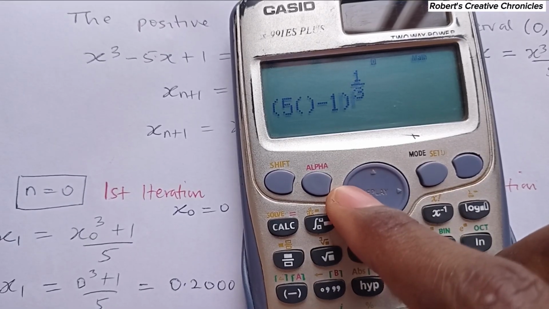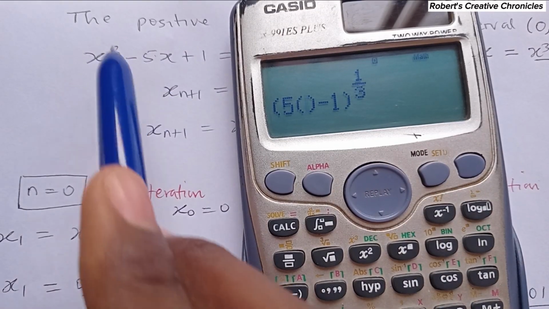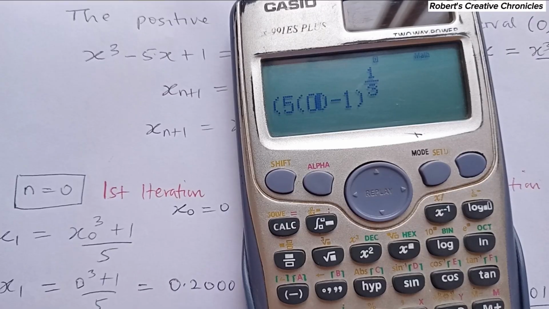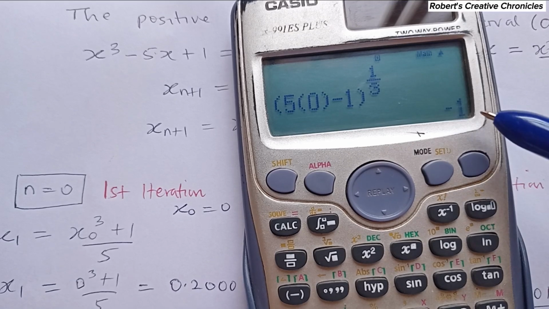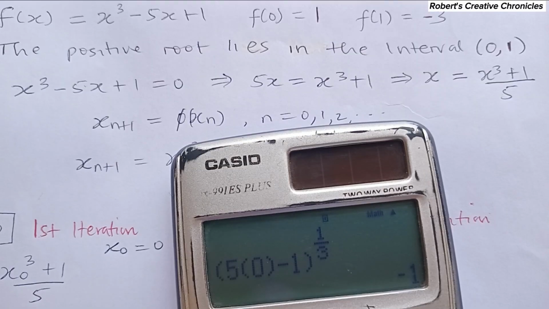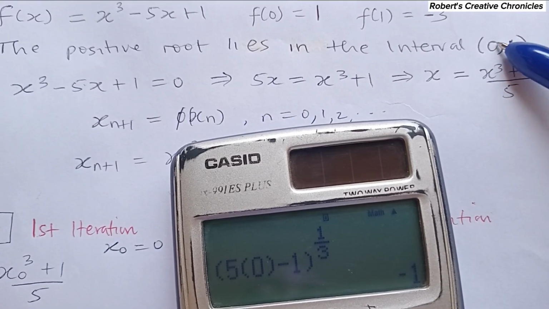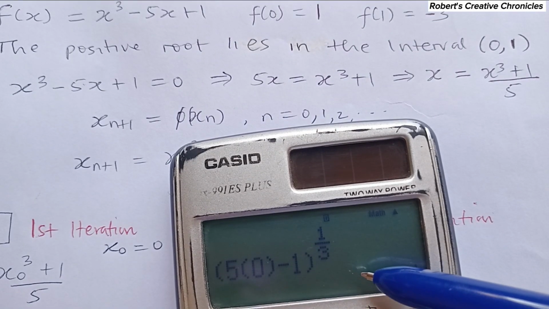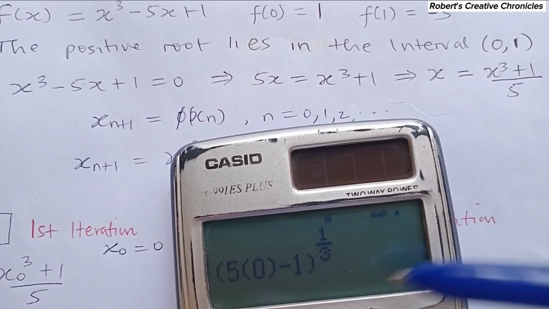Now this will be x when we use x cubed as the subject of the formula. Let's put 0 and see our first iteration. You see, it gives -1. It's not even in the interval. It should only give us answers between 0 and 1. That's the answer this is supposed to give us, and it's giving us -1.